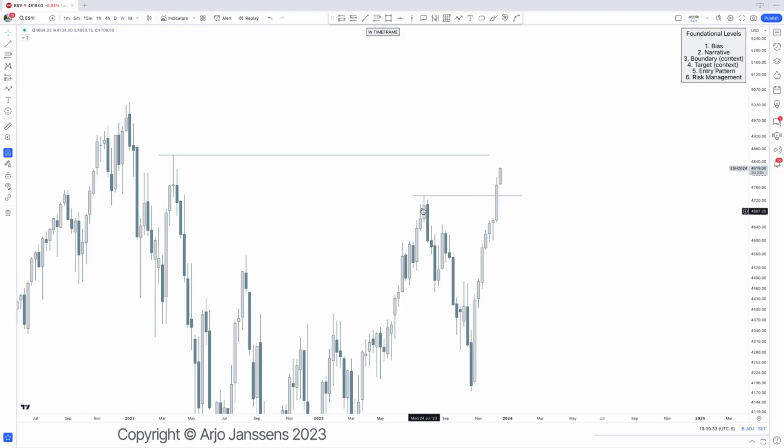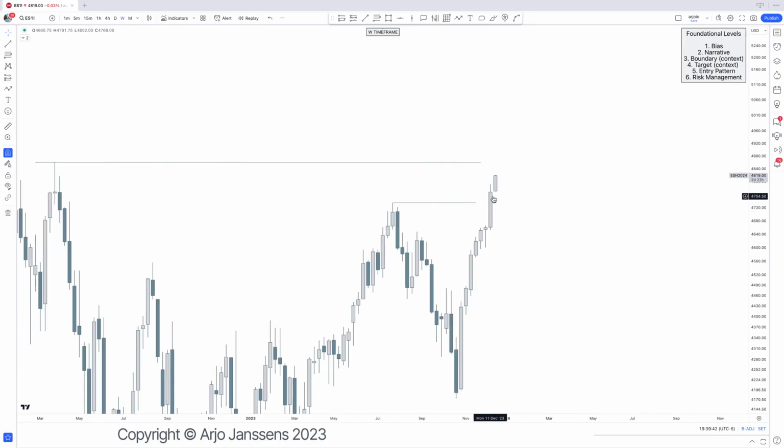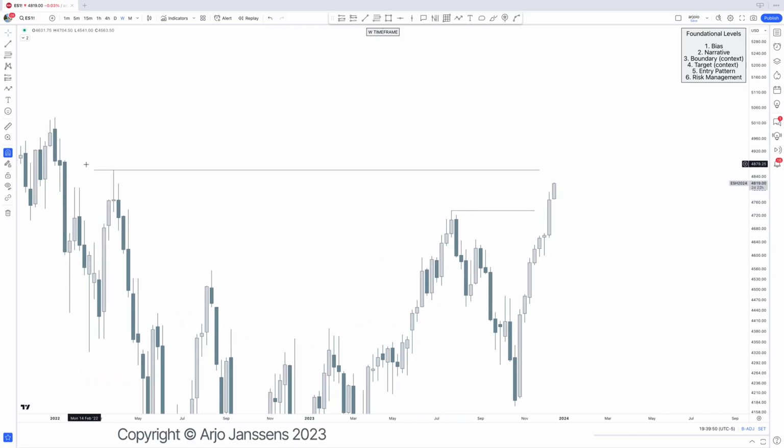So what does that look like? Well, here on the weekly, I would argue we have the same exact PD array. So nothing really changes. We don't have a fair value gap just yet on the weekly. Once that is being created, we can look to mark it out. So next week, that could be a discount array that we can trade into potentially. So right now, nothing really changed.